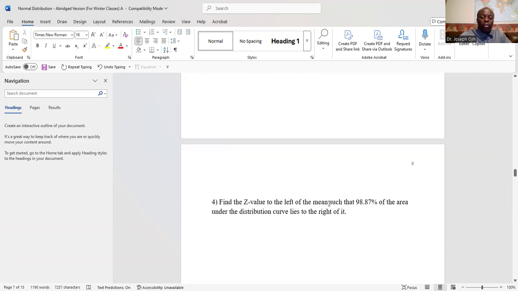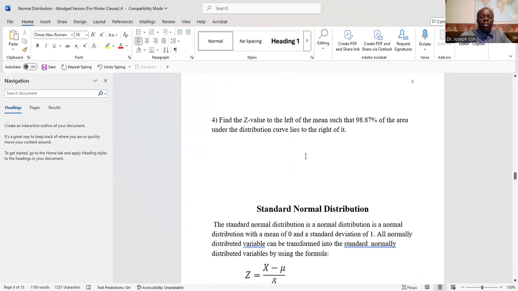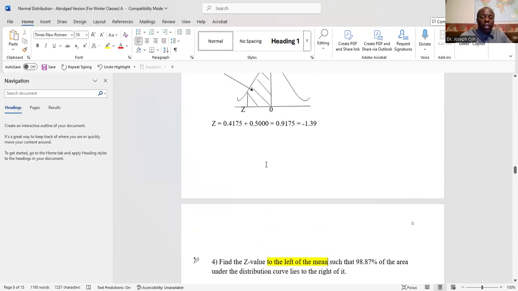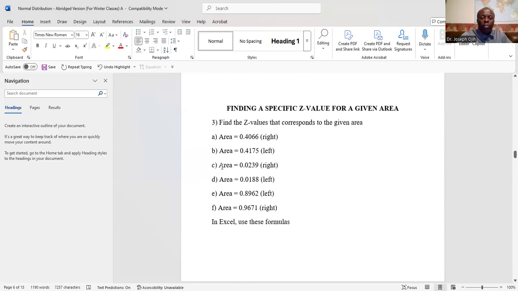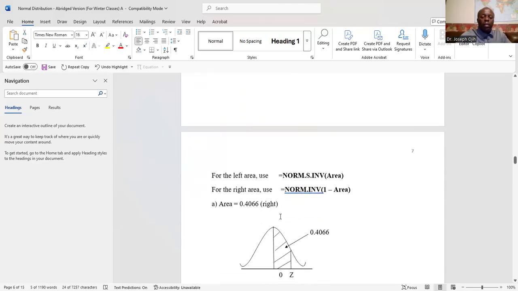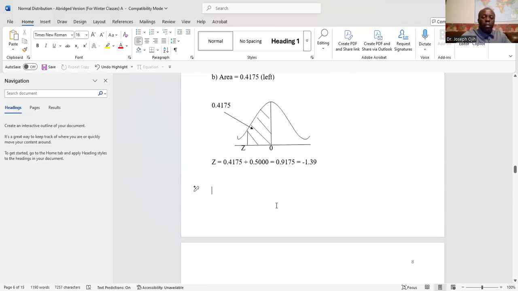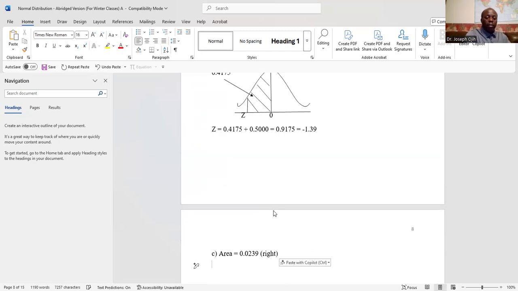Okay, no question, good. Now, they might ask in this form: find the Z value to the left of the mean. Before I do that, I want to show you one more example. Like this type, you don't have to make adjustments. So let me do part C. See? You don't have to make any adjustments here. You can just type the number.